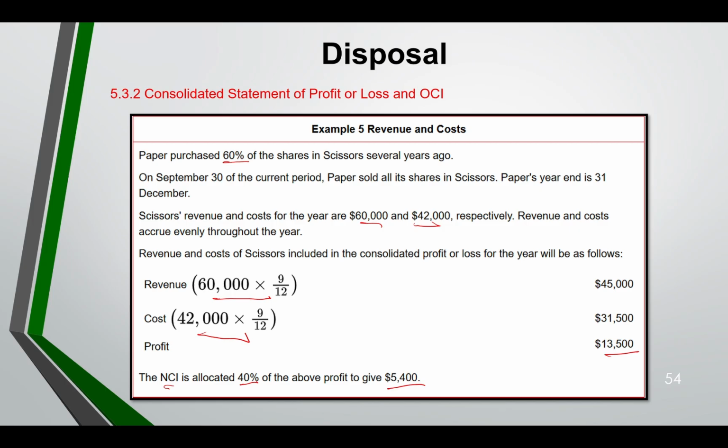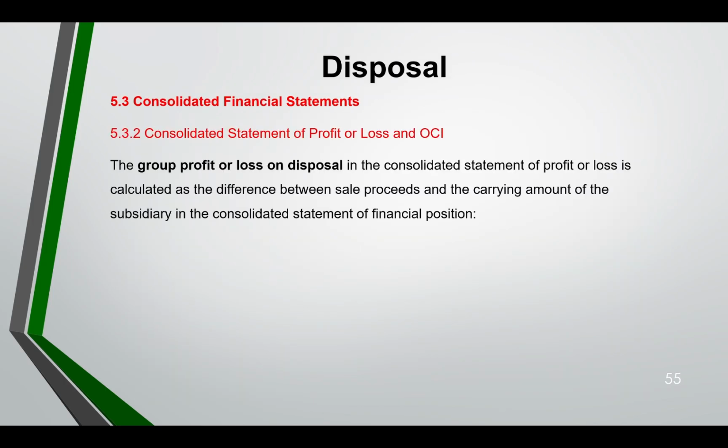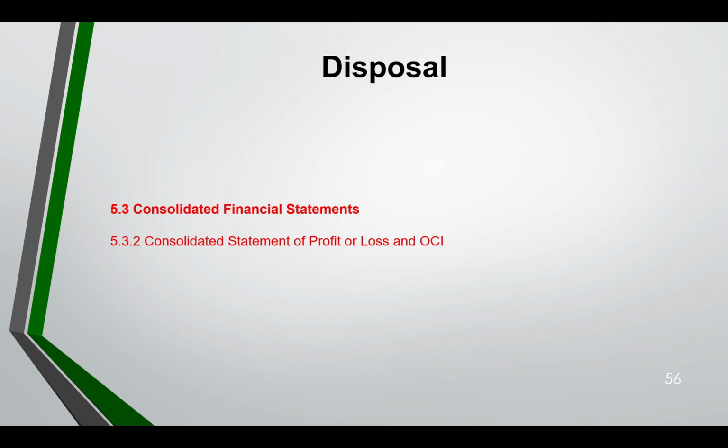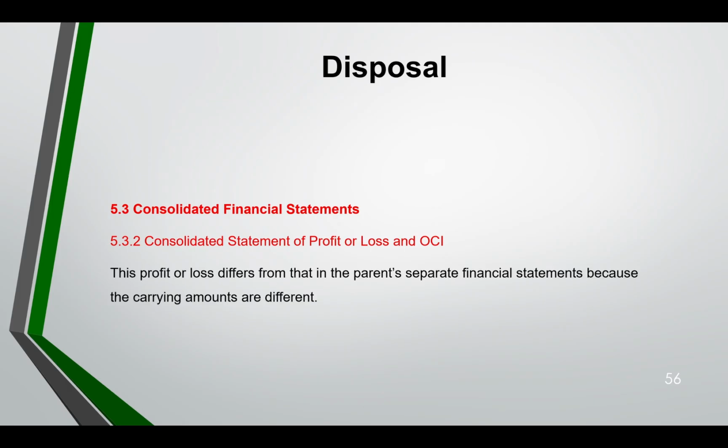Next, the group profit and loss is the difference between your sale proceeds and the carrying amount of the subsidiary. This is the pro forma. You take the proceeds minus the carrying amount at the date control is lost. You take your net asset, you take your goodwill also, and you deduct NCI. Then the difference between that and the proceeds is your profit or loss. This profit or loss is different from the parent's separate financial statements profit or loss because the carrying amounts are different.